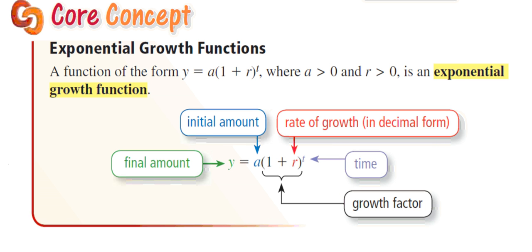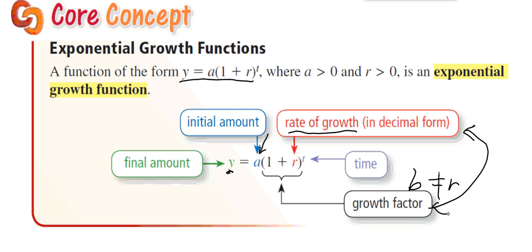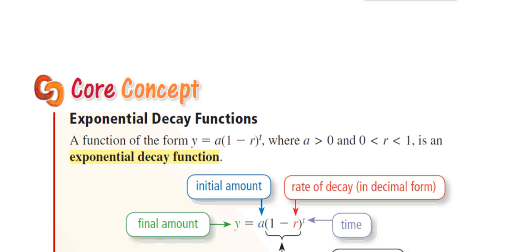Okay. So when we're talking about these growth functions, this is kind of our parent growth function, where our final amount that we have is our y, our initial amount is a, that rate of growth r is going to be in your decimal form, t is time, and this is your growth factor. So your growth factor is b. B is not necessarily equal to r, but there's a relationship between these two. So you'll see what I mean here in a minute.